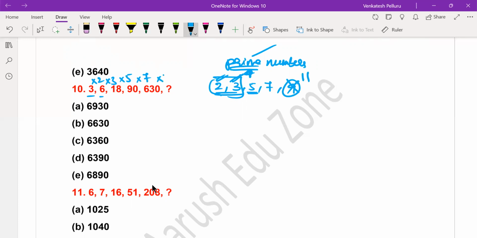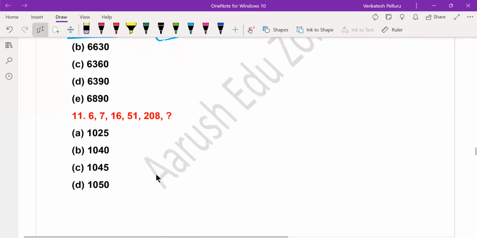So if I multiply this by 11, 11 3s are 33, 11 6s are 66 plus 3, 69. So it is 6930, which is option A. Okay, so the series has been formed by just multiplying the sequence of numbers with prime numbers.